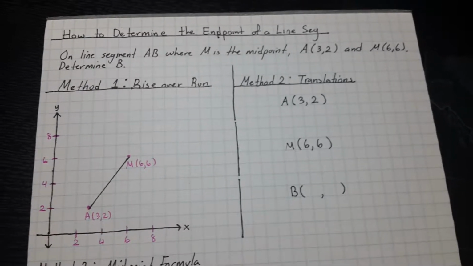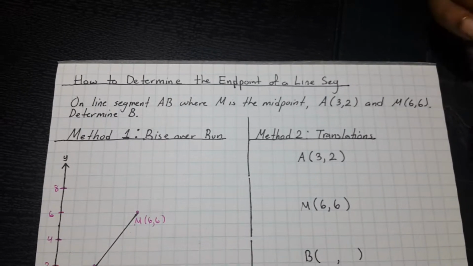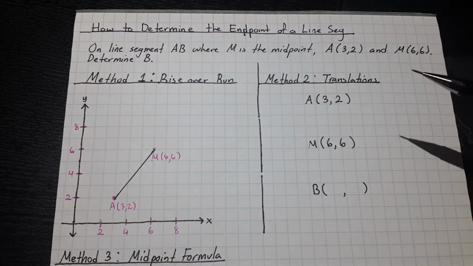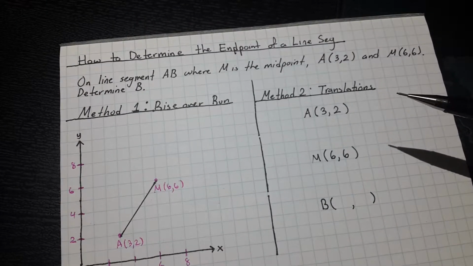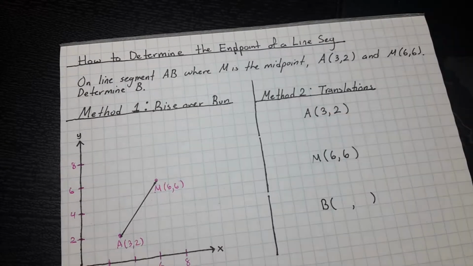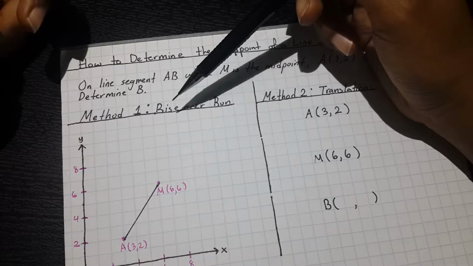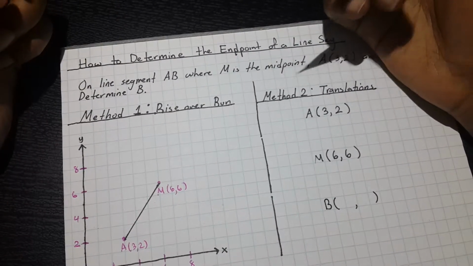Hey guys, so today we're going to determine how to find the endpoint of a line segment, and in this video I'm going to go through 3 methods on how to do that, and you can pretty much use any one to find the endpoint of any line segment. All right, so let's go through method 1, using the rise over run, or the slope.